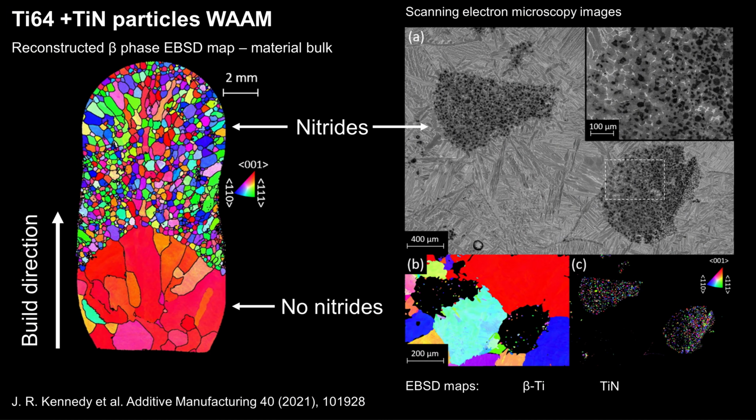Usually, Ti6-4 contains a very small amount of iron as a contaminant, and that does partition. But there isn't enough iron in the alloy to really create meaningful undercooling. The most effective method I've seen to achieve an equiaxed microstructure in Ti6-4 is to use large titanium nitride nucleant particles, which was demonstrated by Dr. Jacob Kennedy. The image on the left here is a reconstructed beta phase EBSD map of a small test wall. The bottom has no titanium nitrides, the top does. The effect is immediately obvious, I'm sure you'll agree.